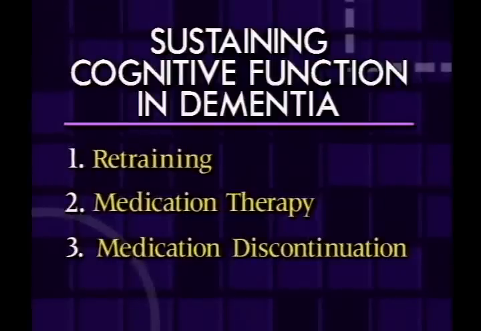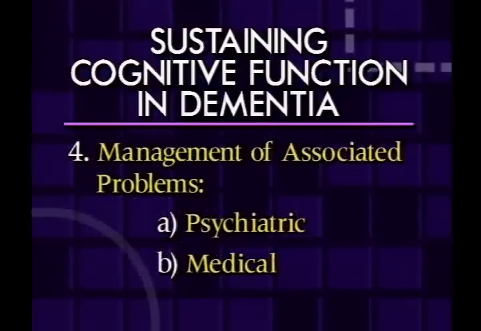And management of associated problems. For instance, if the patient develops depression, and we're going to talk about that in a subsequent segment, treating that depression may actually help improve the patient's cognitive function. Likewise, if the patient is chronically hypoxic, then treating their hypoxia may help their cognitive function. These are some of the things that you should think about in your Alzheimer patient to help sustain and maybe even slightly improve some of their cognitive function. It's important to remember, however, that the underlying process here is dying brain. Nothing will stop their brain from dying. So eventually they are going to lose function and they're going to succumb to the disease.